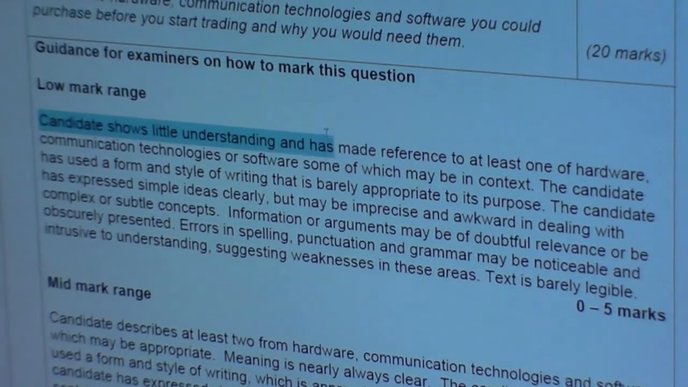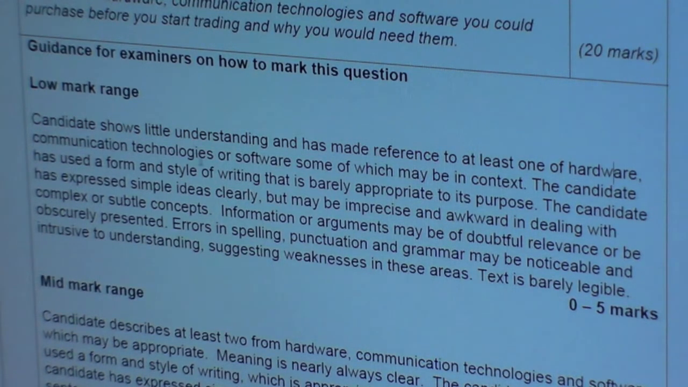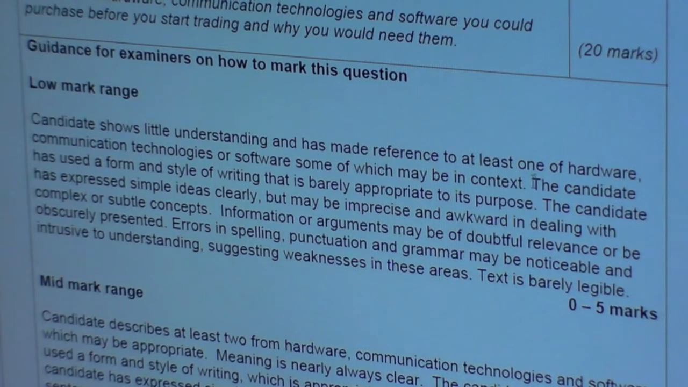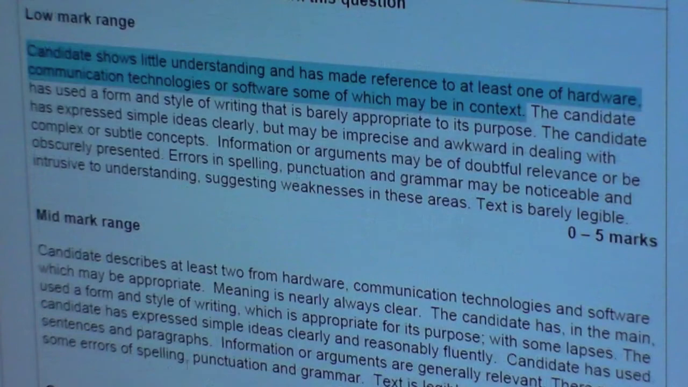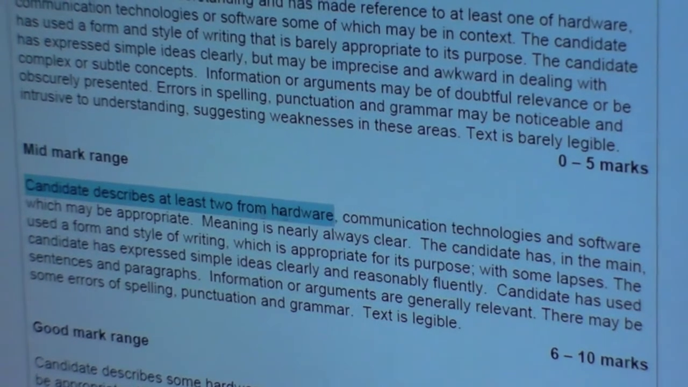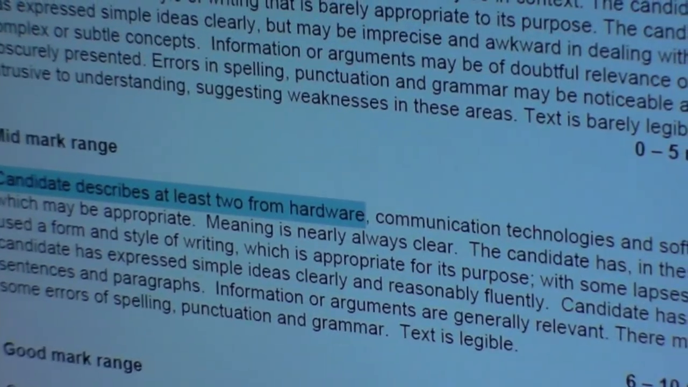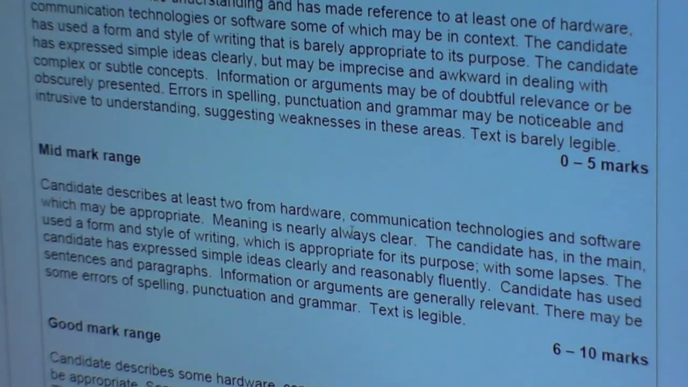So we'd check first of all if you've shown little understanding and you've made at least reference to at least one of hardware, communication technologies or software. If it's clear that you've done lots more than that, then we'd perhaps not read the rest and jump straight onto the mid-mark range. Then we're looking for at least two from hardware, communication technologies and software. So you've got to have two of these three.